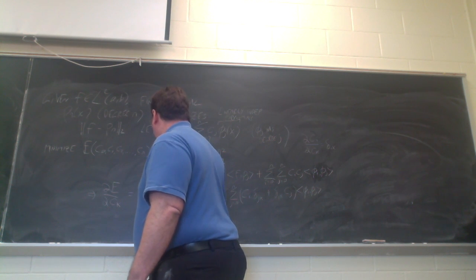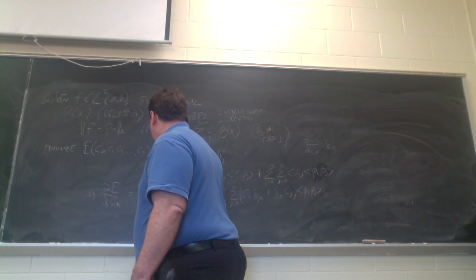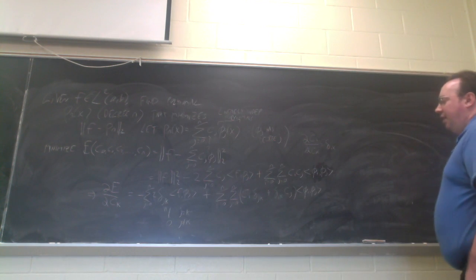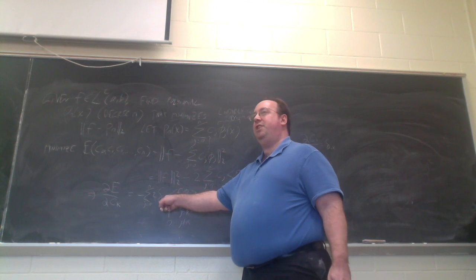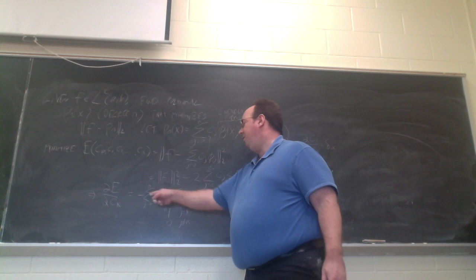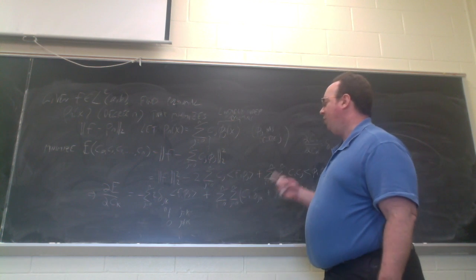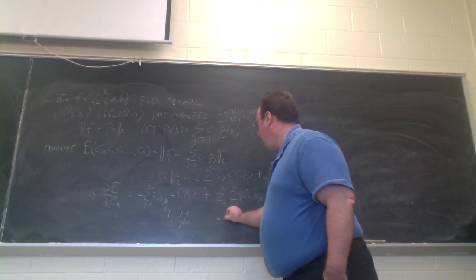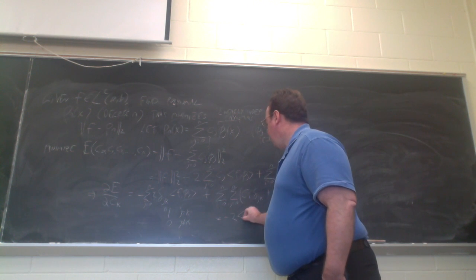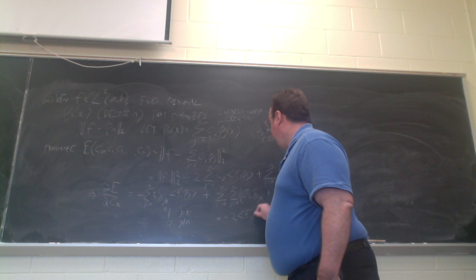I goofed. This still needs to be a sum. Okay. Now, this is going to be 0 except when j equals k. That means all the terms in the sum will go away except 1. So this whole partial derivative will equal minus 2 inner product of f with phi k.